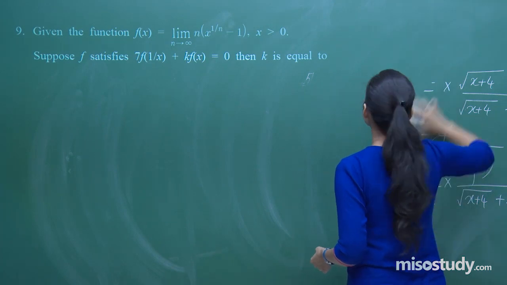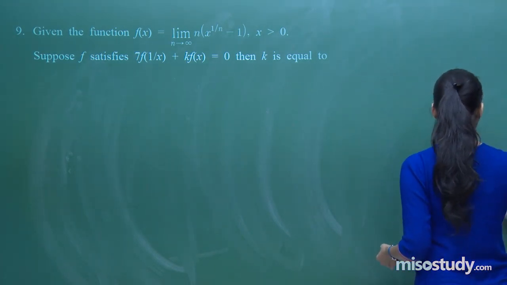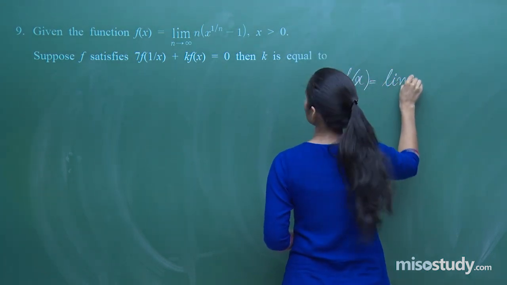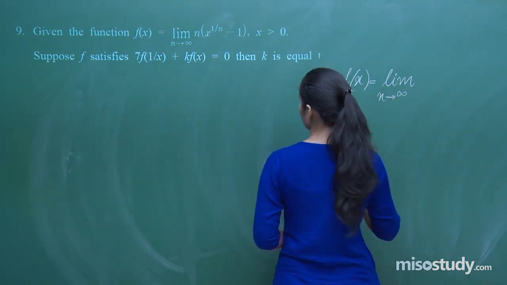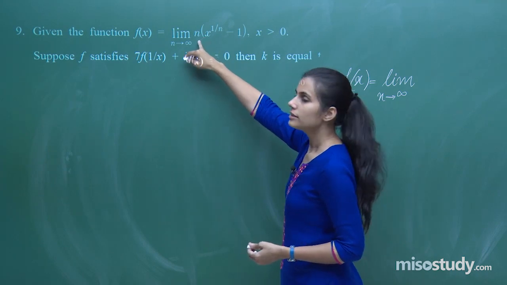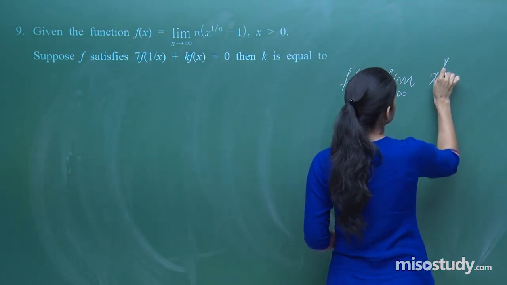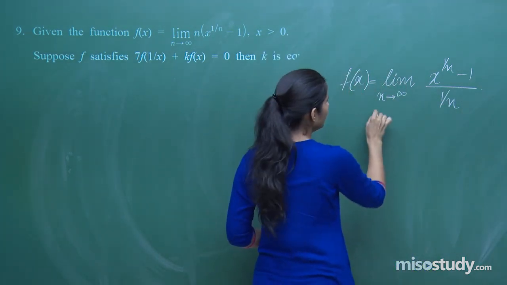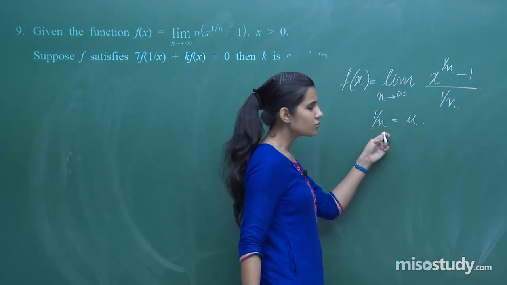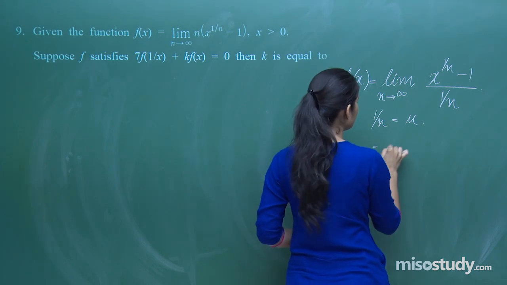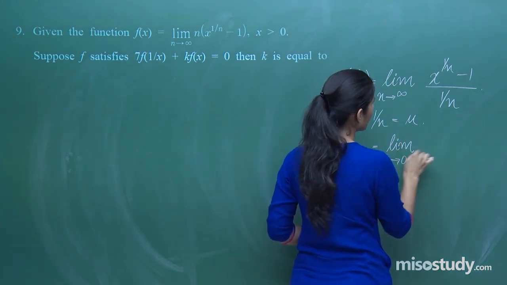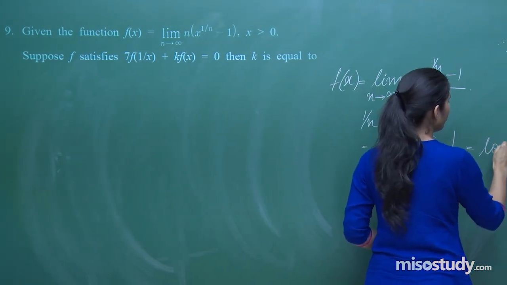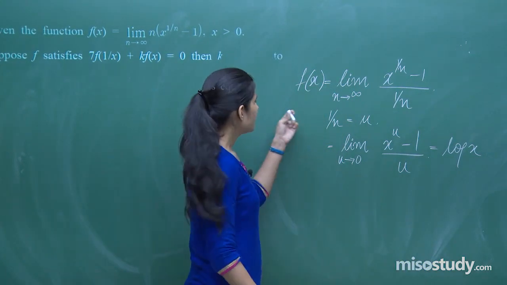Suppose f satisfies this equation, then k will be equal to what if f is satisfying this equation? So okay, let's consider f(x). This is limit n tends to infinity, x to the power 1 by n minus 1 into n. I can write this alternatively as this, so that the power of x and the denominator are exactly the same. Now I can say 1 by n if you consider as u, as n tends to infinity, 1 by n tends to 0. So limit n tends to infinity gets converted to limit u tends to 0, x to the power u minus 1 whole upon u, and you know this is nothing but log x. So f(x) is coming out to be log x.